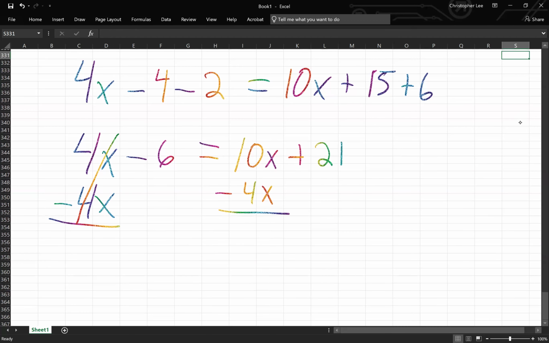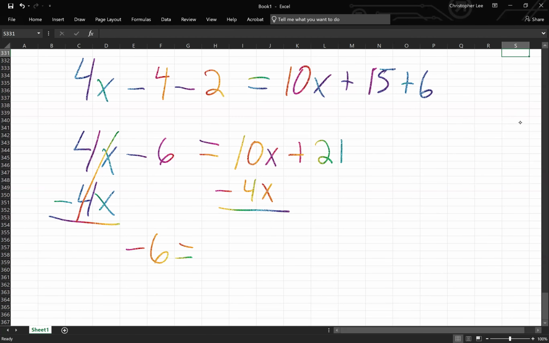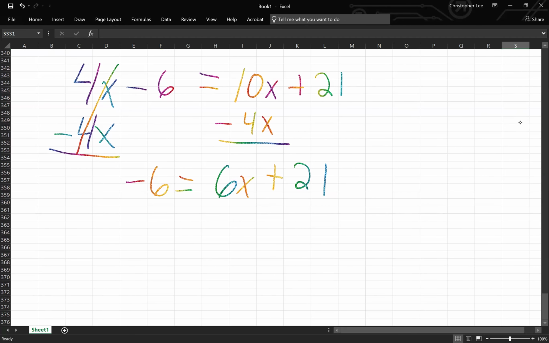So now what do I have? I have negative 6 is equal to 6x plus 21. Okay, what should I do now? A little bit more complicated. Perfect. How do I get rid of a positive 21? Perfect. So I'm going to subtract 21 from here.